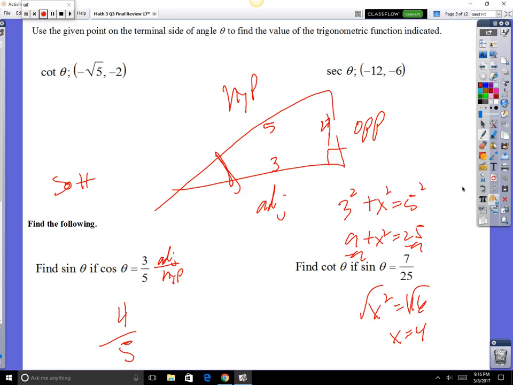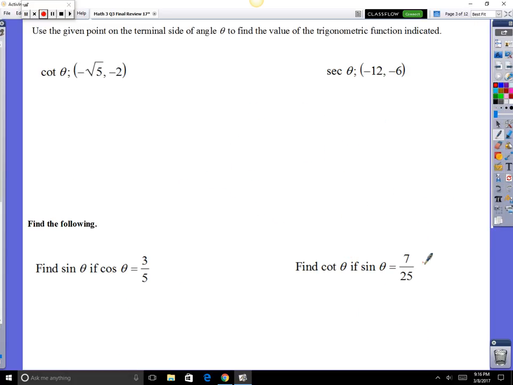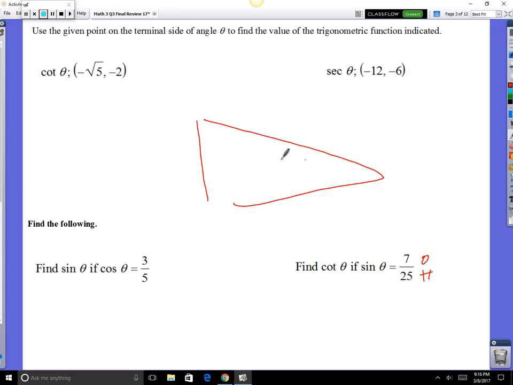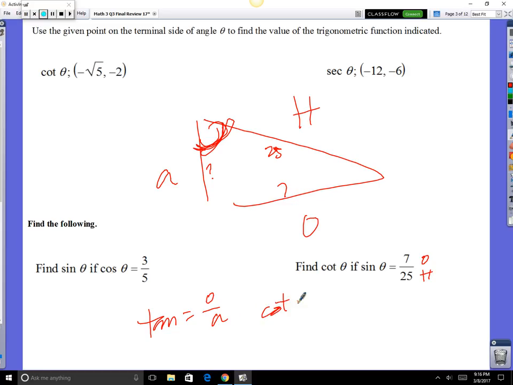Okay, same thing. Sine, that's opposite, that's hypotenuse. So if I draw a triangle, I mark it from here. That's opposite, that's hypotenuse, that's adjacent. So that is 7, that is 25, and that is unknown. And they need cotangent. Tangent is opposite over adjacent, so cotangent is going to be adjacent over opposite. So I need the adjacent.